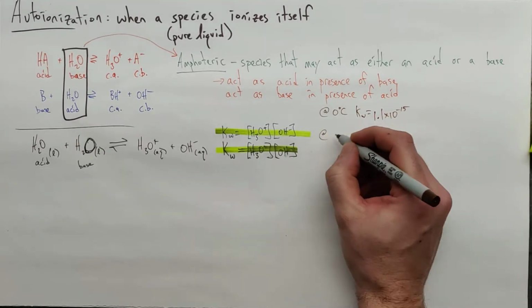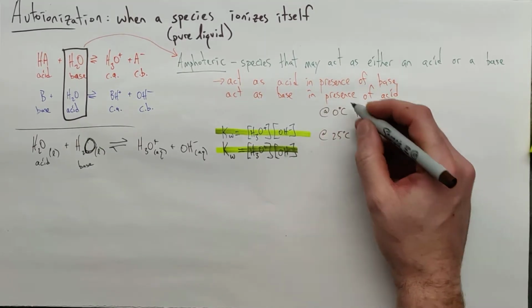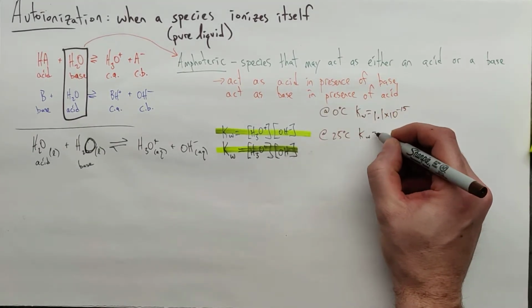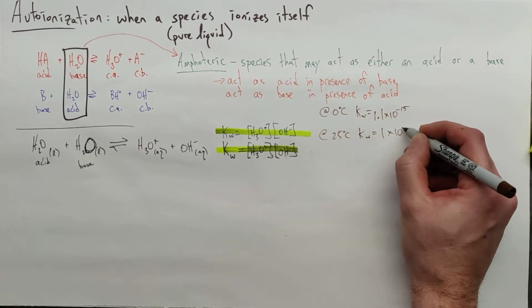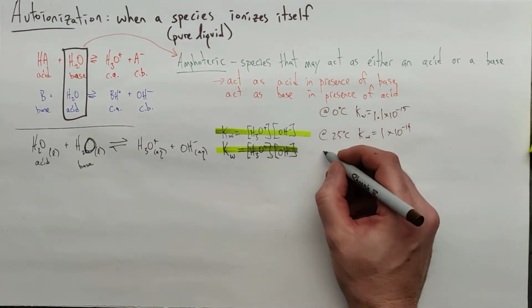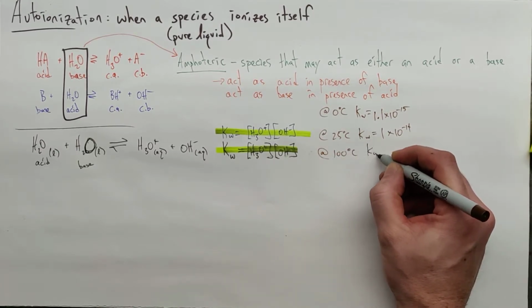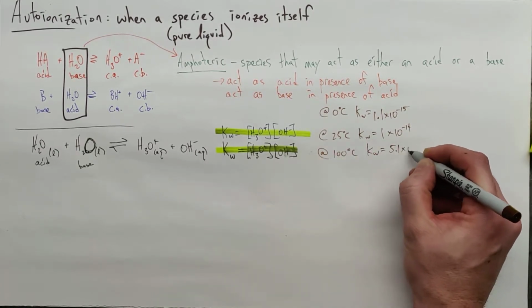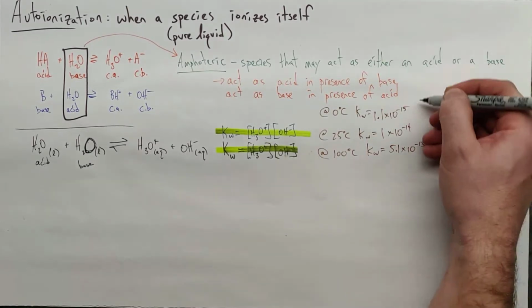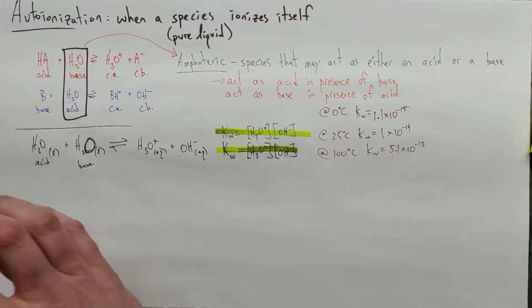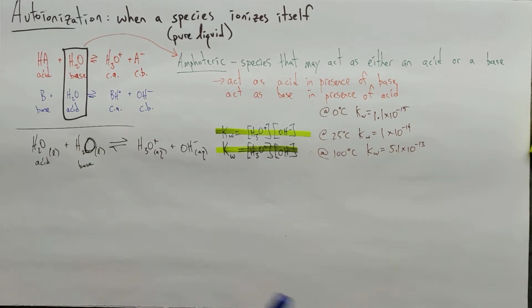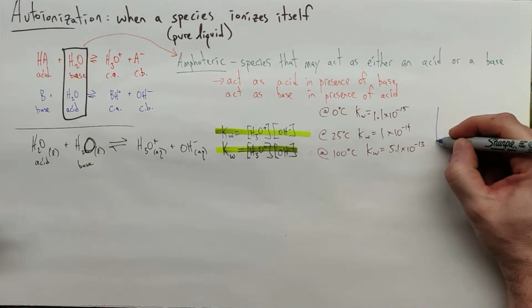At 25 degrees Celsius, which is essentially room temperature, Kw is 1 times 10 to the minus 14, and that's the number you'll see us use all the time. And maybe at 100 degrees Celsius, Kw is 5.1 times 10 to the minus 13. This is changing. In fact, I would like to identify that change as we go in this direction.